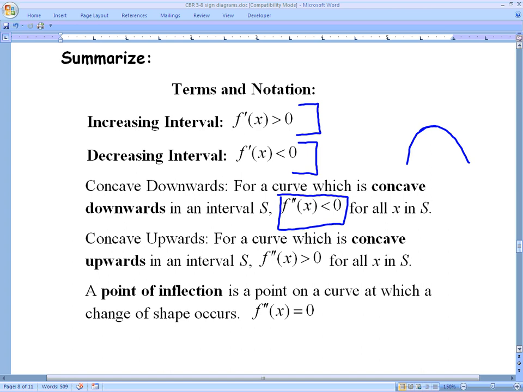And we're concave upwards, which would be like an open parabola. All of this is concave up. That would be wherever our second derivative is greater than 0. And a point of inflection occurs whenever our second derivative equals 0. We already talked about maxes, minimums, and horizontal points of inflection, which also occur whenever our first derivative equals 0.